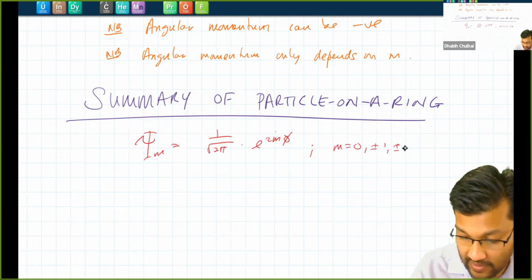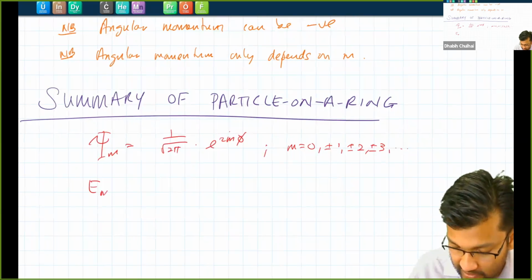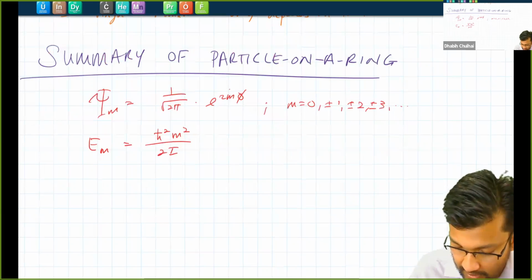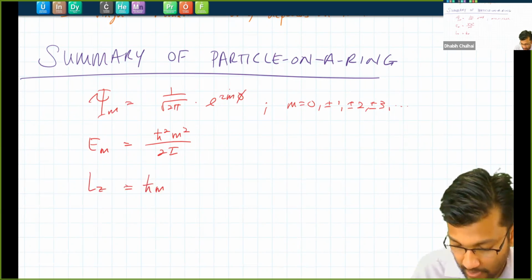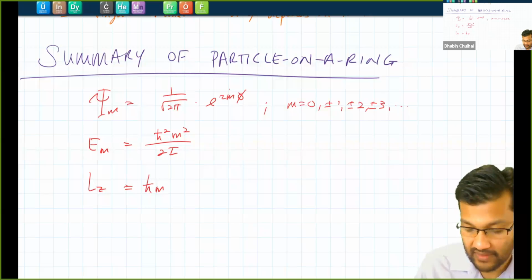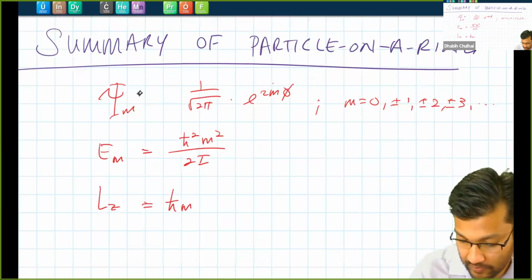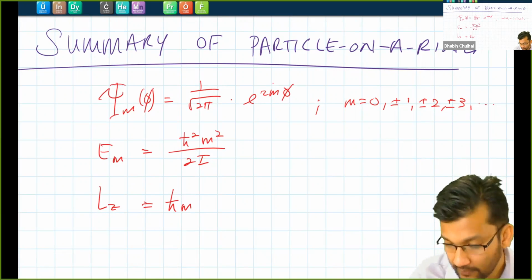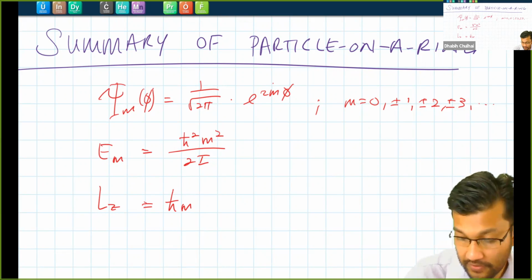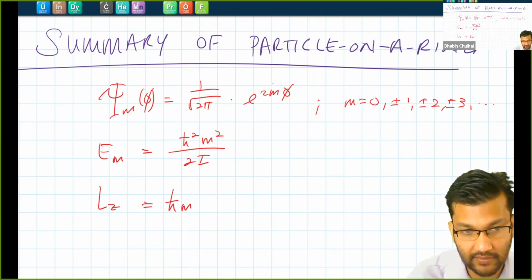I keep writing these same things over and over again, just in the hopes that it sticks. The energy is h bar squared m squared over 2I. And the angular momentum is just h bar m. And hopefully we all remember how we got to this point. You can also put this as a function of the angle only, in case you wanted to. So if you see those three equations somewhere on the equation sheet, you should be able to quickly recognize what they belong to.